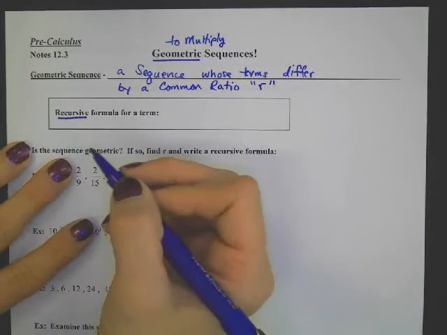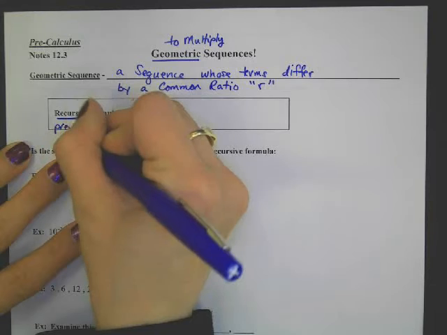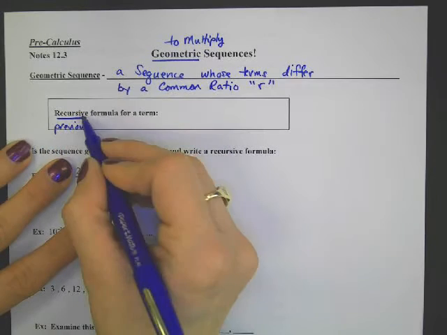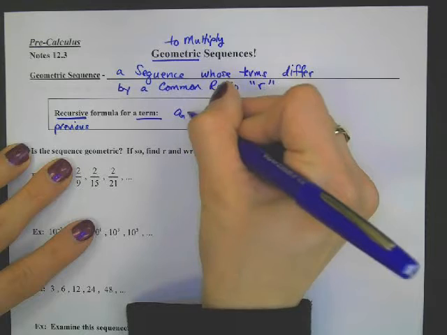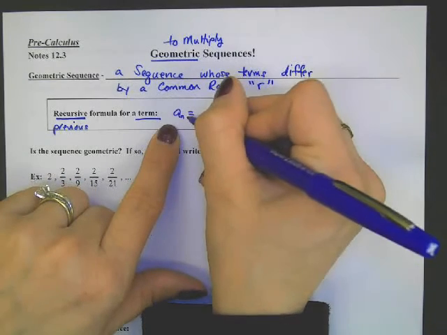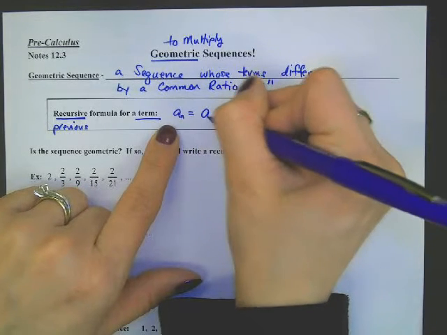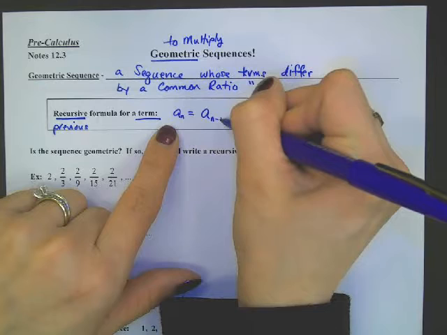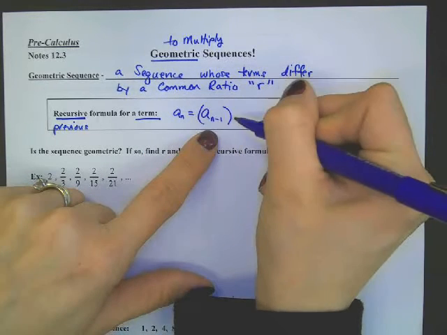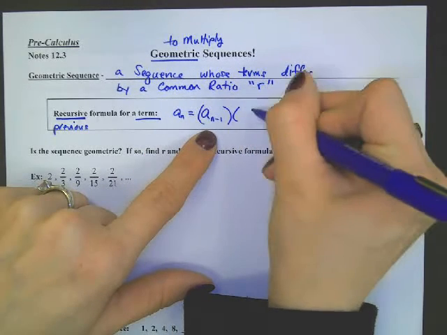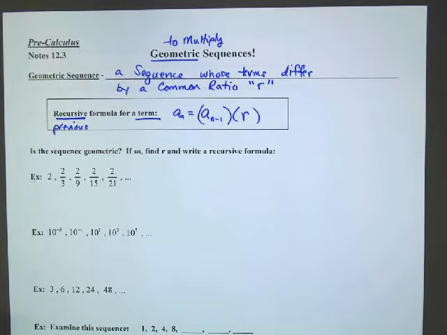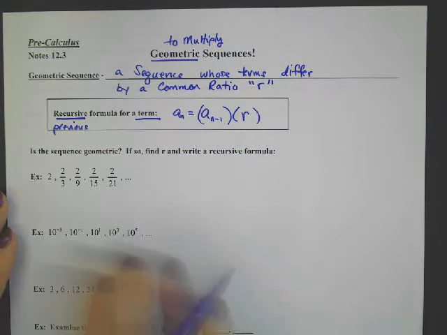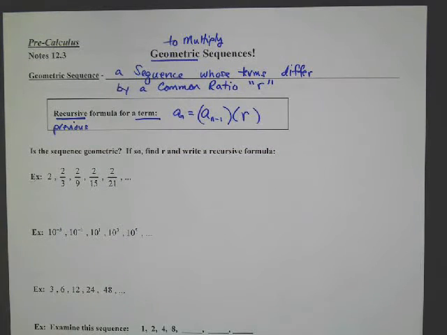Remember, when we say recursive, that means previous. So we're going to write a recursive formula for a term. Whenever it says term, that means A sub n. So to find a term, let's take the one right before it, A sub n minus 1, and you're going to multiply it by something. And R stands for the common ratio. And that's how you make a geometric sequence.